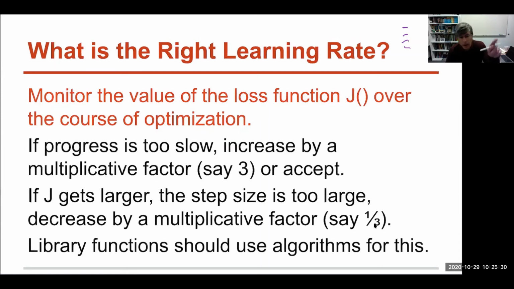Bottom line, there are library optimization algorithms for doing these kinds of things. But basically, it's probably good in practice not to take the learning rate as constant, but it should be large when you're far from the goal and probably small when you get close to the goal. Any questions?